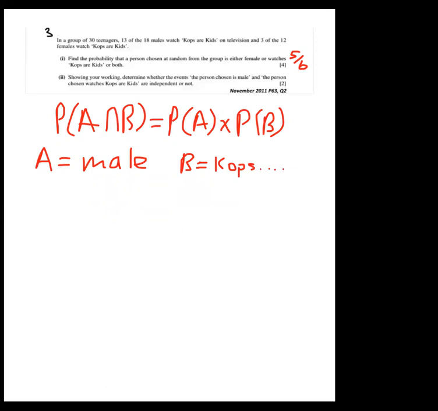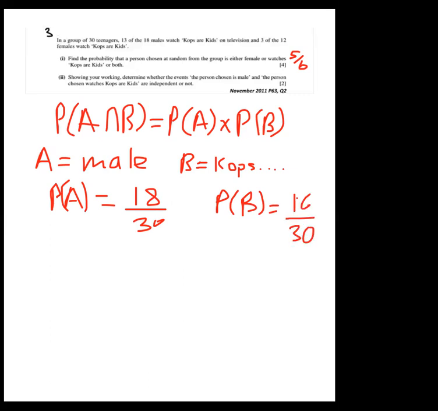So the probability of A will be that the person chosen is male. So the probability should be 18 upon 30 because there are total 18 males out of 30. Probability of B, that they watch cop circuits. There are 13 males and 3 females, so total 16 out of 30 people watch cop circuits. We got P(A) and P(B).